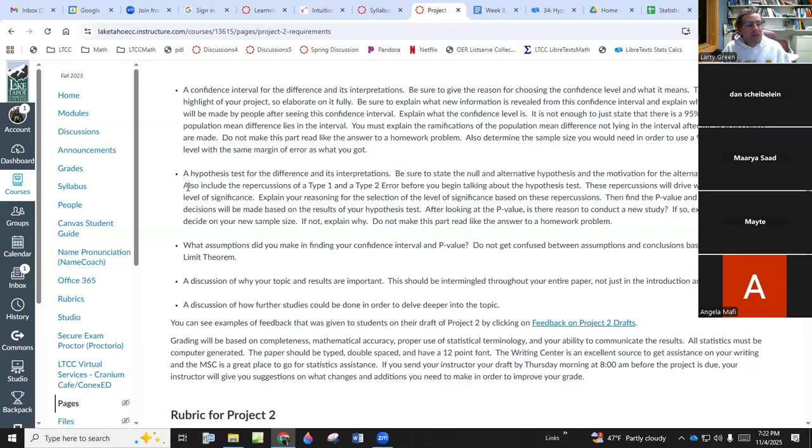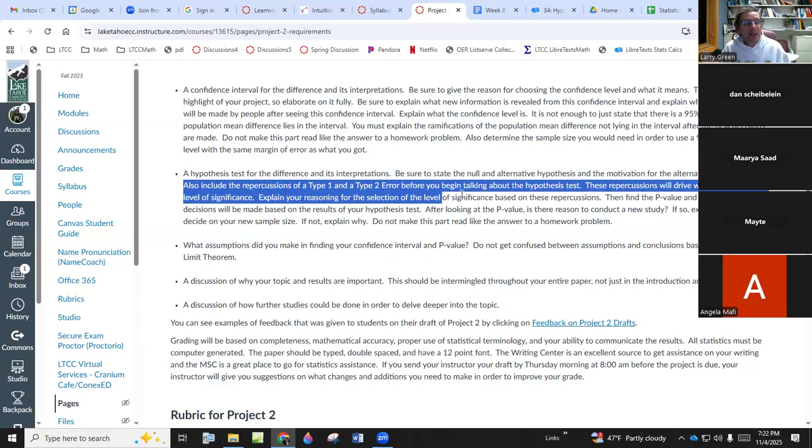You're going to do things in the order in which I told you. The next step is the repercussions of a type 1 and type 2 error. That should be before you talk about the p-value, for example, because before you talk about how you conducted your study, this is done. It's done right after deciding what your hypothesis is. In fact, it should be done before you even collect your data. You should have it written.